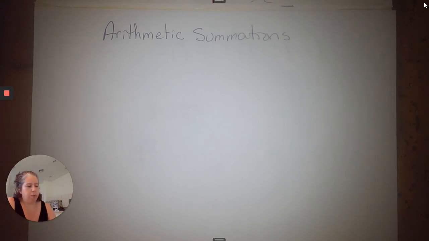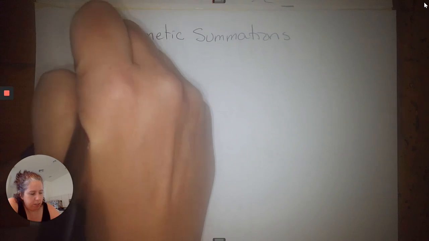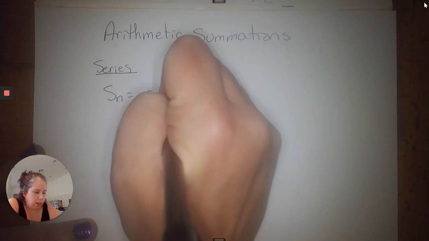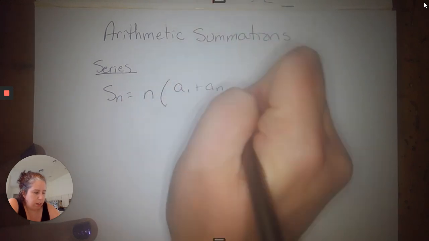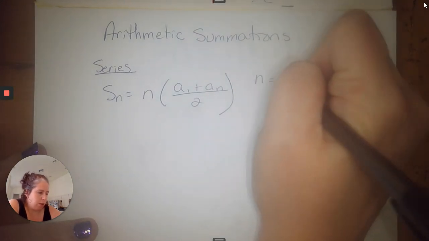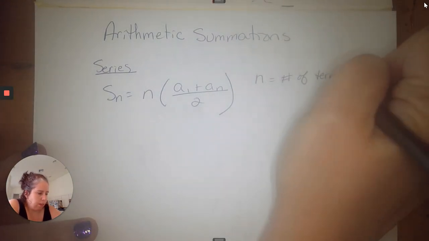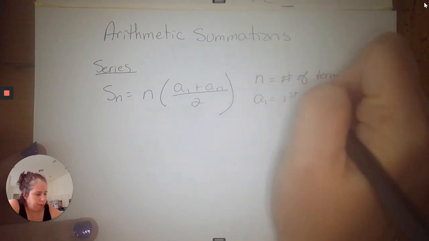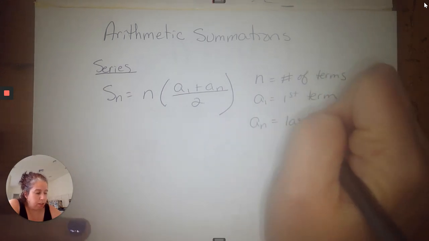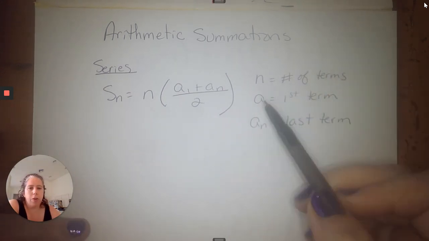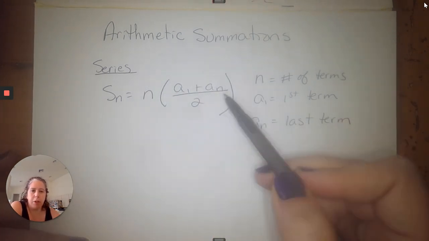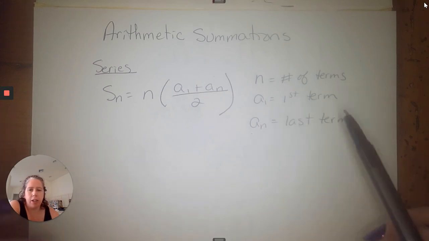Okay, so we have the arithmetic series formula. That's the Sn formula. Sn equals n times a1 plus an, divided by 2, right? n was the number of terms, a1 is the first term, and an was really the last term. What you had to do last time is I gave you the first three and you had to find a certain term and plug it back in for an. You're not going to have to do that this time.